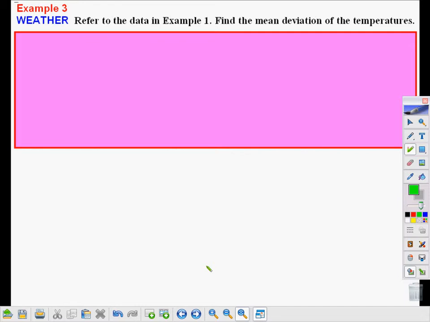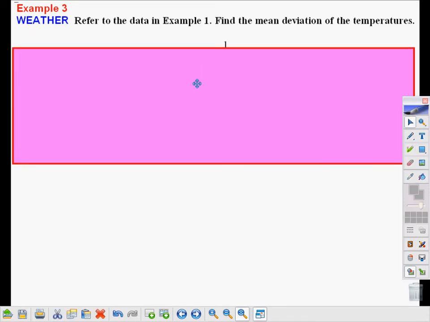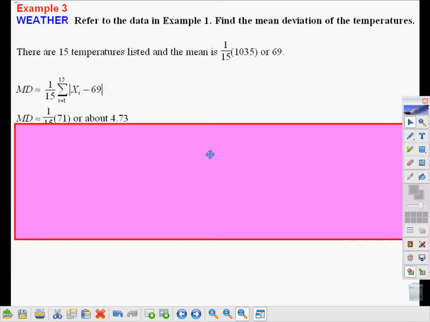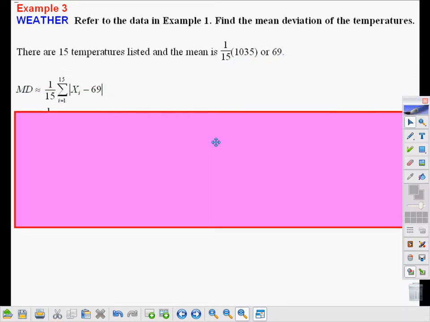Referring again back to that first data set, find the mean deviation of the temperatures. Okay, so mean deviation is a little different than standard deviation. We have to note the average first. So I add up all the temperatures and divide by the 15 values, giving me 69. And then to find the mean deviation, I take each of the values, subtract from that the average, the mean, take the absolute value, and I add all of those up, and then divide by 15.